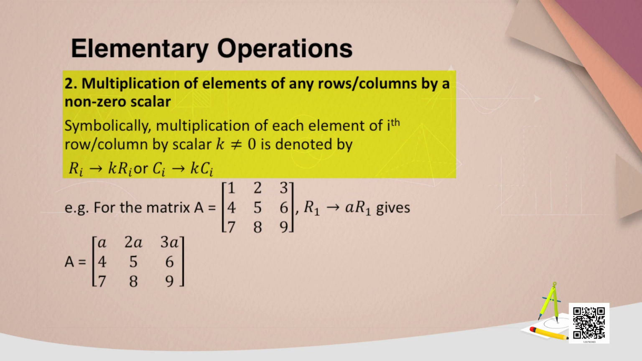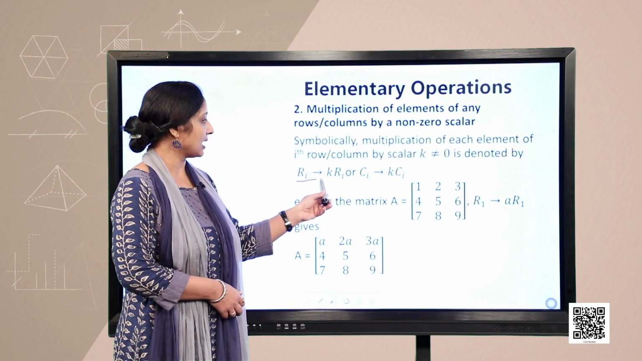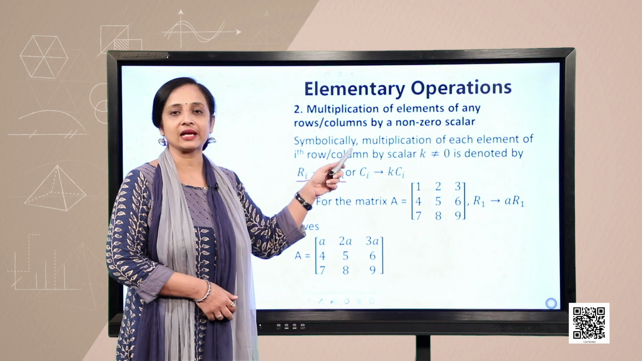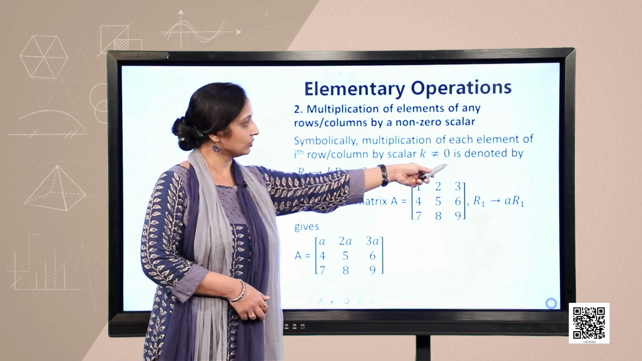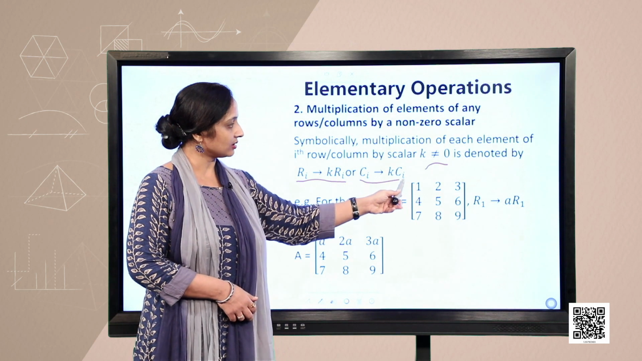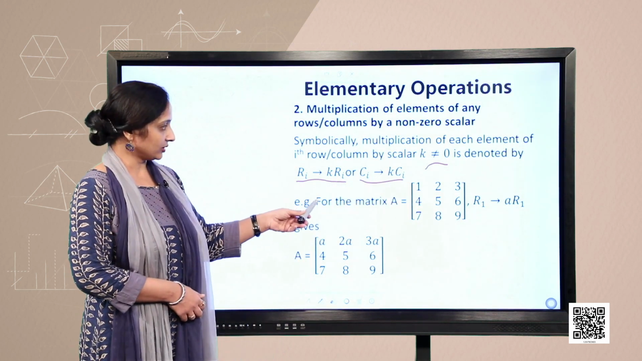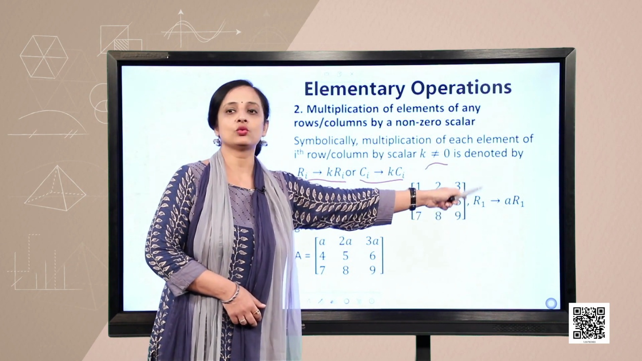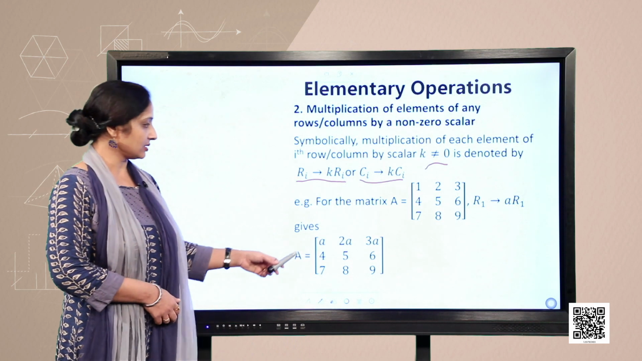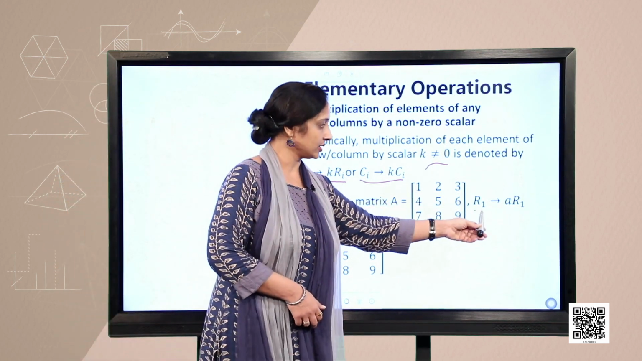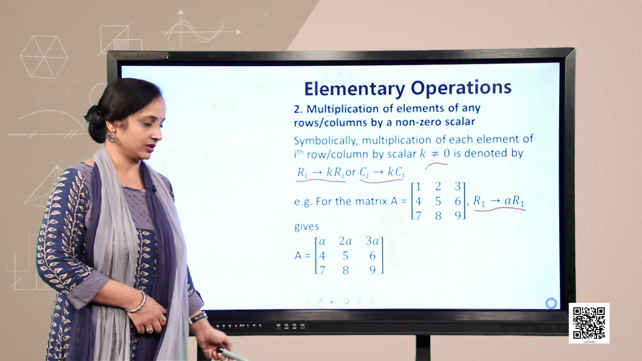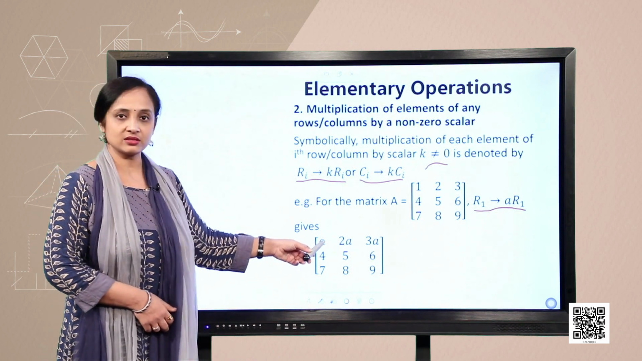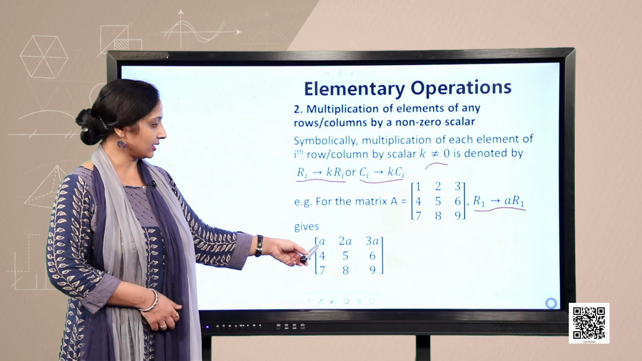So second operation is multiplication of elements of any row or column by a non-zero scalar. This is represented as Ri changes to K times Ri. K is non-zero scalar. The same can be done with columns as well. So for this matrix A, if you are interested in changing R1 to A times R1, so this is written as this: R1 changes to A times R1, and elements of the first row, they are written as A, 2A and 3A.